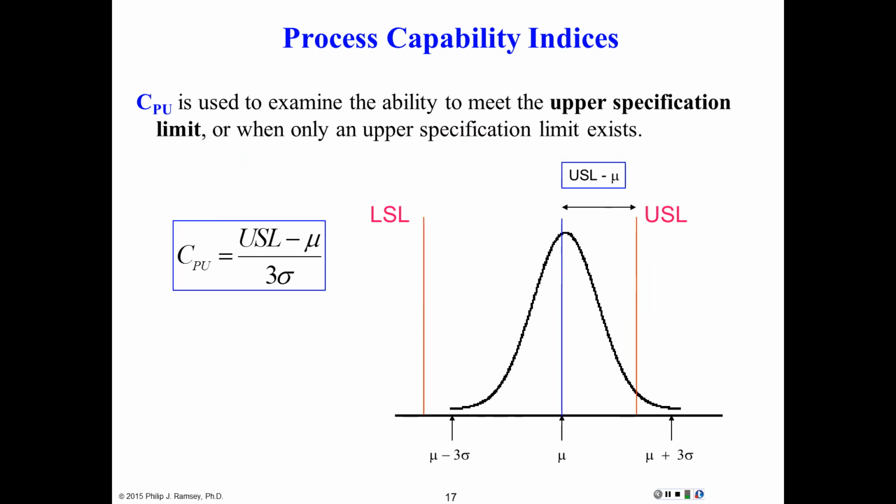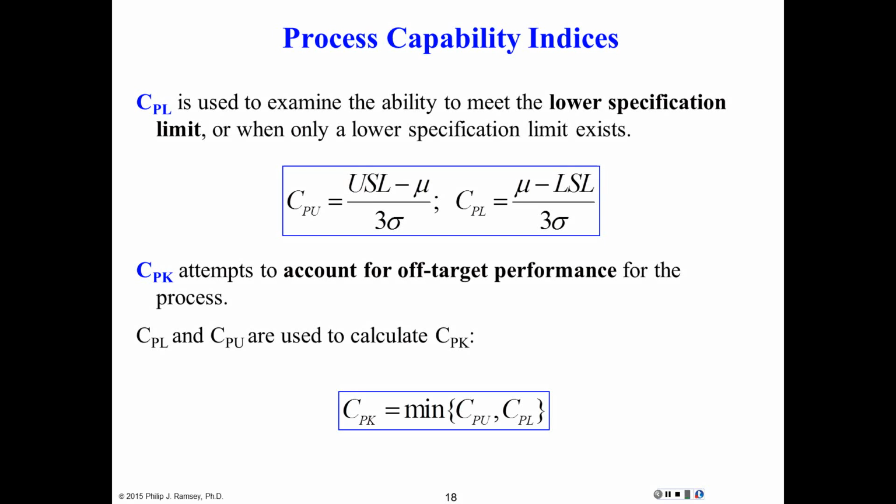CPU measures capability against an upper spec limit. Since it's only measuring the right-hand tail of the normal distribution, instead of dividing by 6 sigma, we divide by 3 sigma, but it's the same idea. How many normal distributions would fit between the mean of the process and the upper spec limit? Okay. And then CPL is a lower spec limit, and CPK is the minimum of the two.